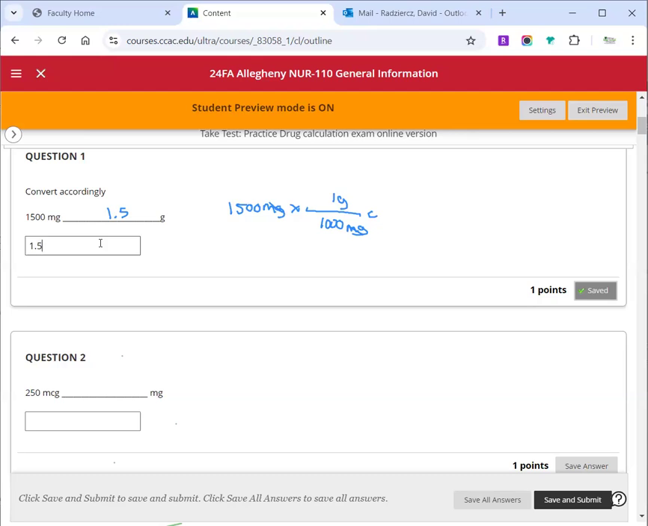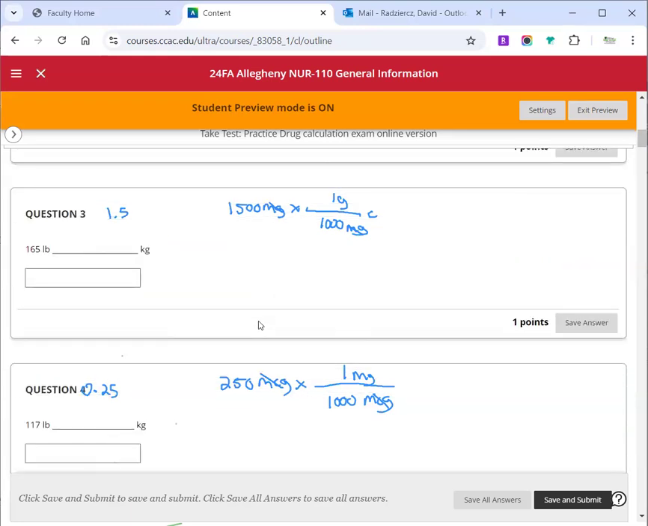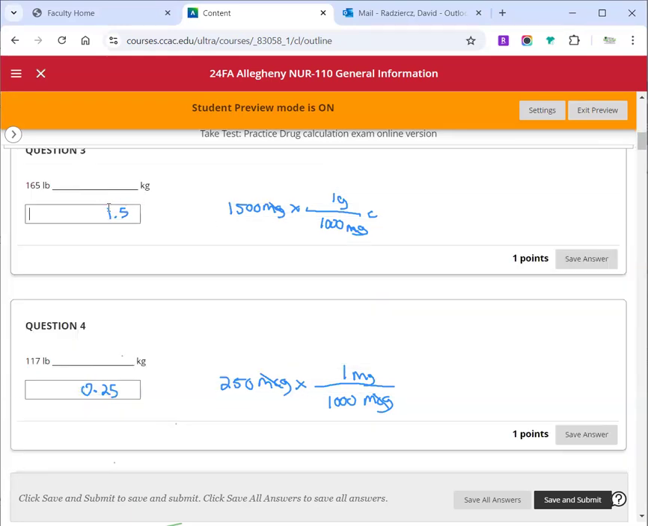All right. For the 250 micrograms to milligrams, I'm going to do the same thing. You can show your work as I'm showing; you'll have a scratch piece of paper to do that. You need to know that there are 1,000 micrograms in a milligram. Then I'm going to get 0.25, and I would type in 0.25. All right, I'm going to clear my writing here.